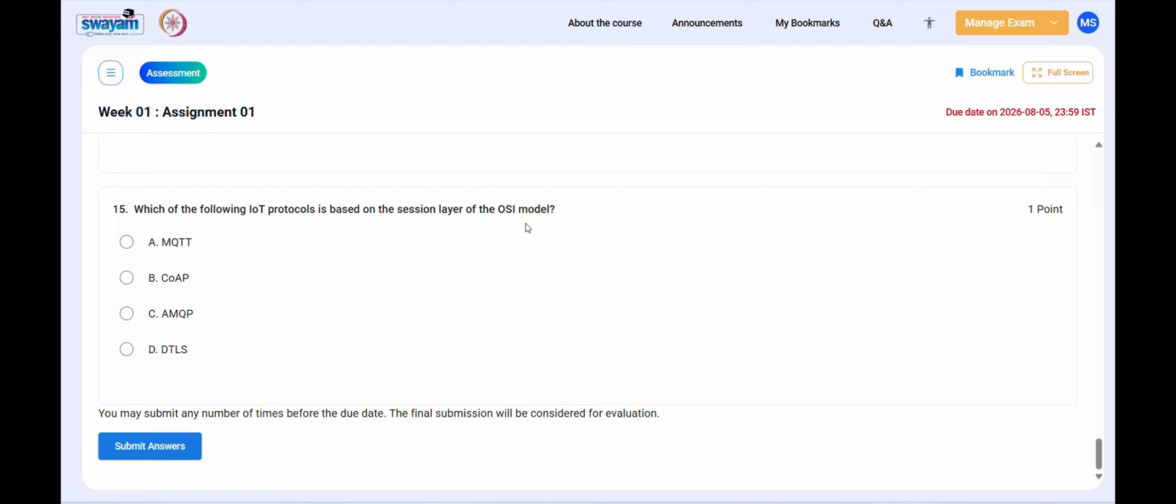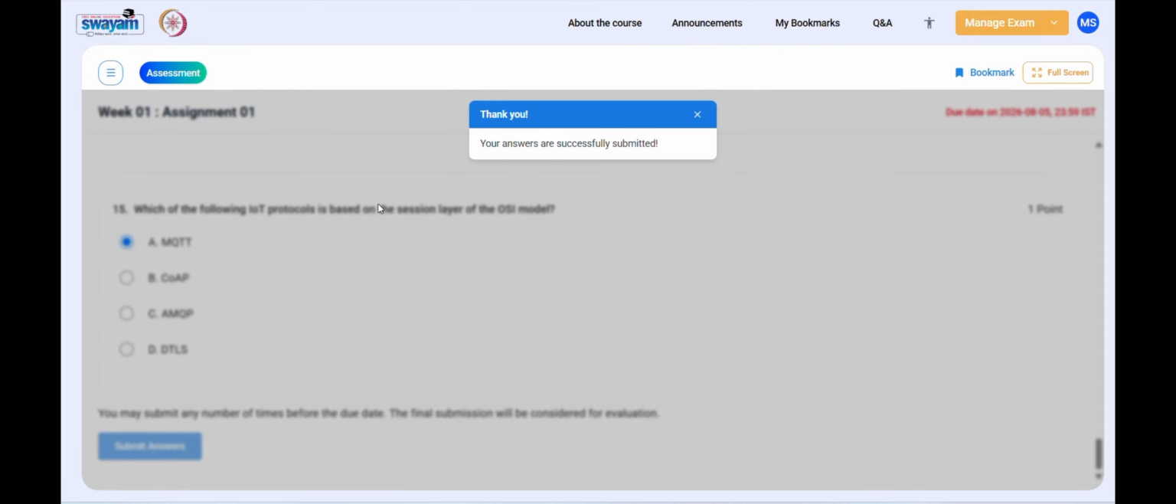Then the 15th question: which of the following IoT protocols is based on the session layer of the OSI model? MQTT. Option A is correct.